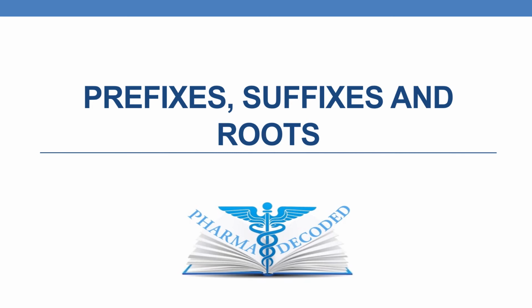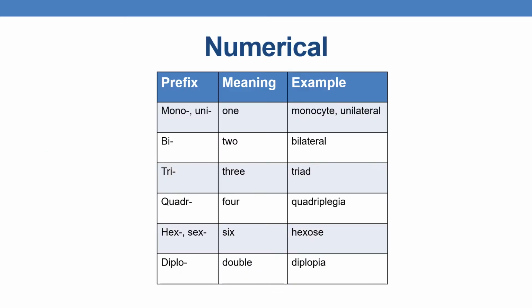Hello everyone, now let us discuss some of the prefixes, suffixes and roots. Now let us discuss the numerical prefixes. The first term is mono or uni, it means one. Example is monocyte or unilateral. Next is bi, which means two. Example is bilateral. Next is tri, or three.